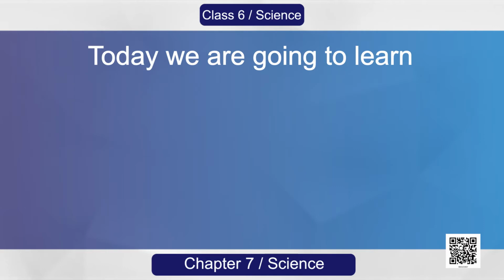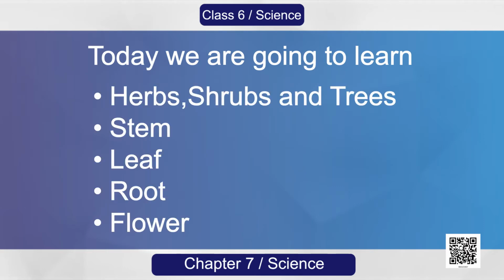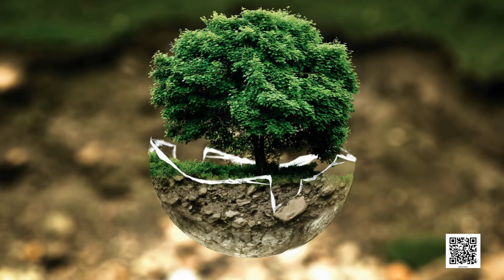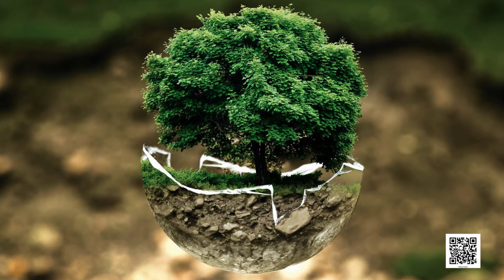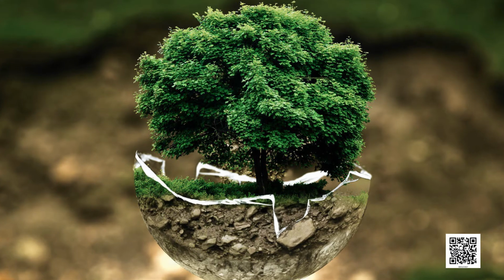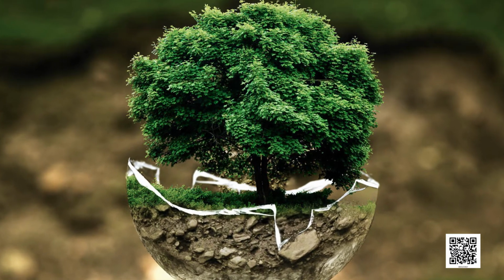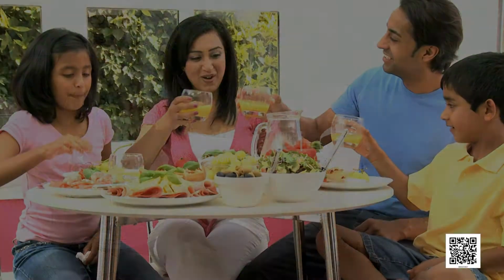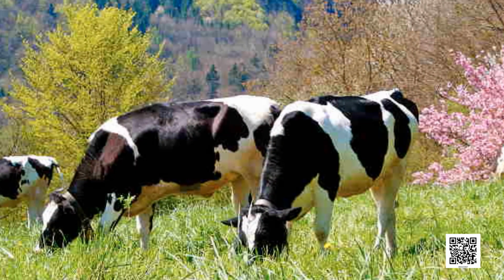Today we are going to learn about herbs, shrubs and trees. Stem, leaf, root, flower. Now let us know about herbs, shrubs and trees. Children, plants are those organisms which make life possible on earth. Plants give us flowers, fruits, vegetables, wood and medicines. Humans and different animals use different parts of plants to maintain their survival.